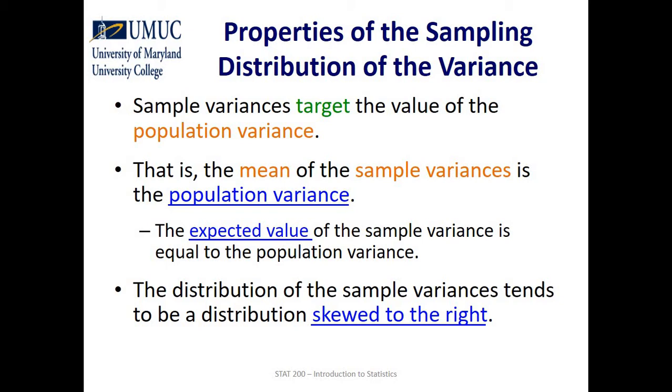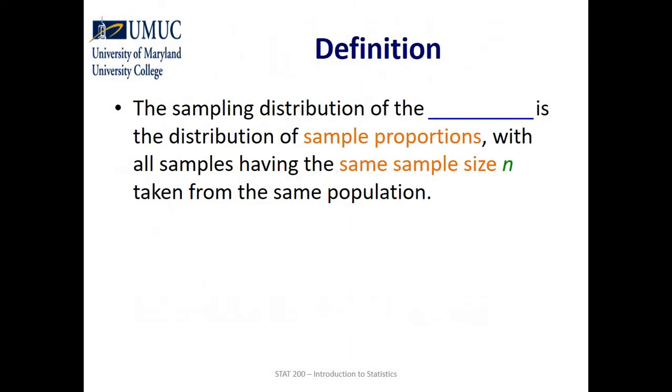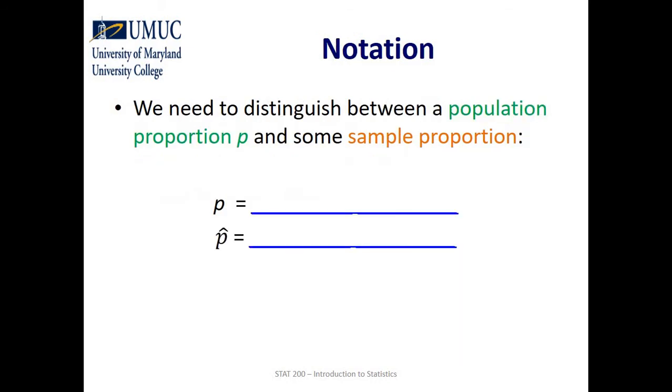Okay, so we talked about the sampling distribution of means. That was the first one. Now we talked about the sampling distribution of variances. And now we're going to talk about the sampling distribution of the proportion. It's the distribution of sample proportions with all samples having the same sample size n taken from the same population. Now, what do we mean by proportion? So we're going to have to define some terms and some notation first.